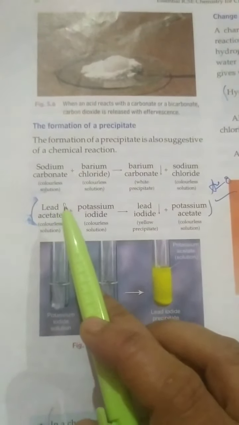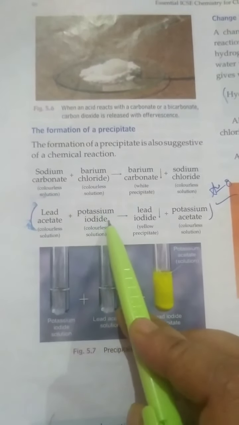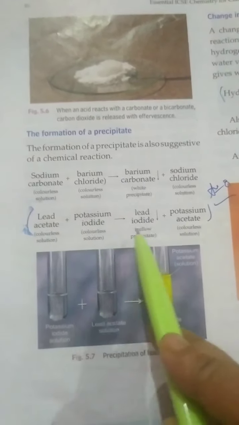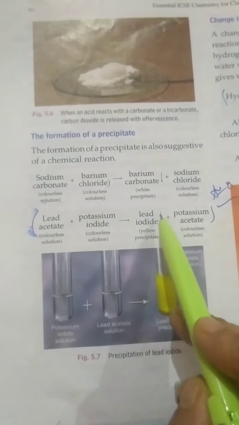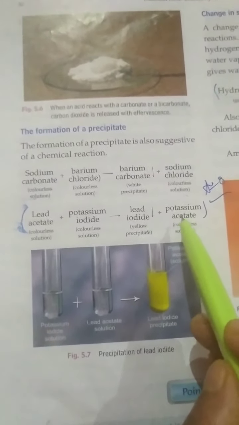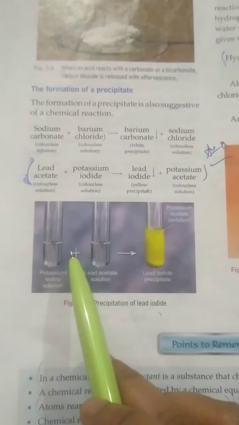Second example is lead acetate, which is colorless, and potassium iodide, which is colorless. It gives rise to lead iodide, which is yellow, and a precipitate. The downward arrow means the precipitate, and the second product is potassium acetate, which is also colorless. So here the precipitate of lead iodide forms; potassium iodide solution and lead acetate solution are both colorless.